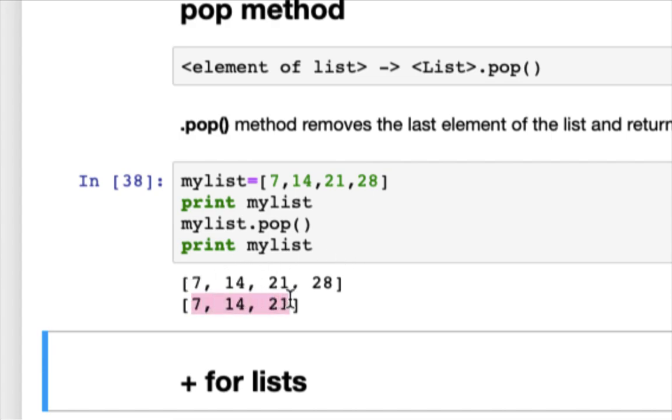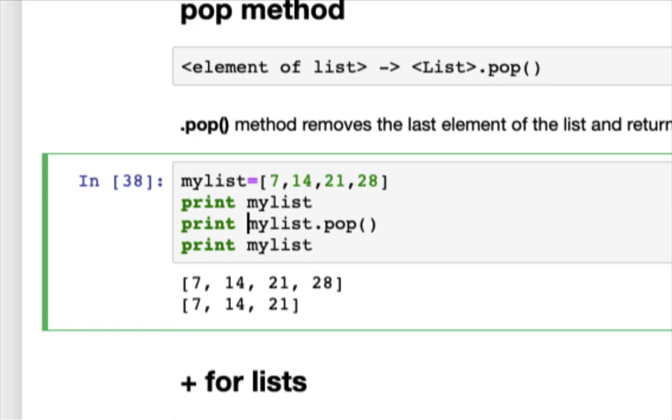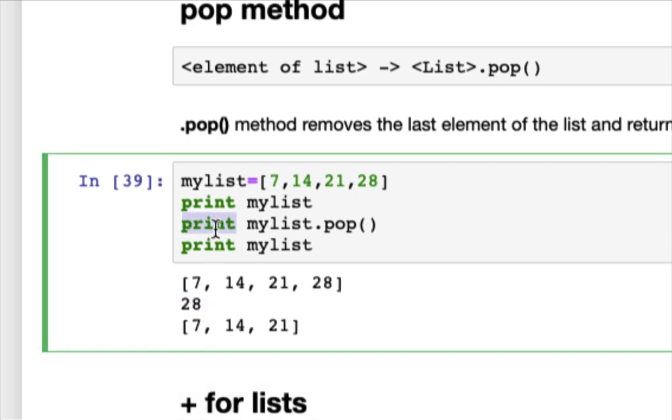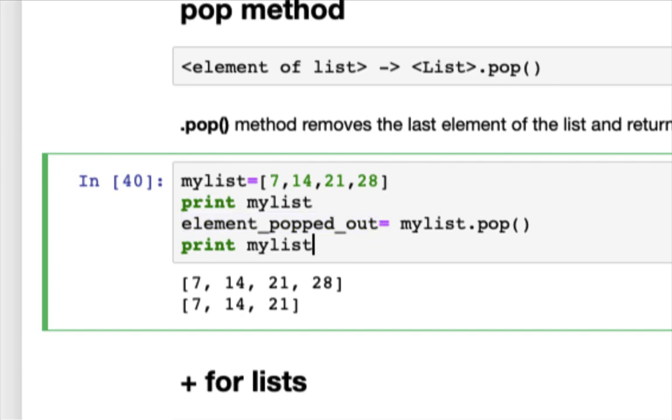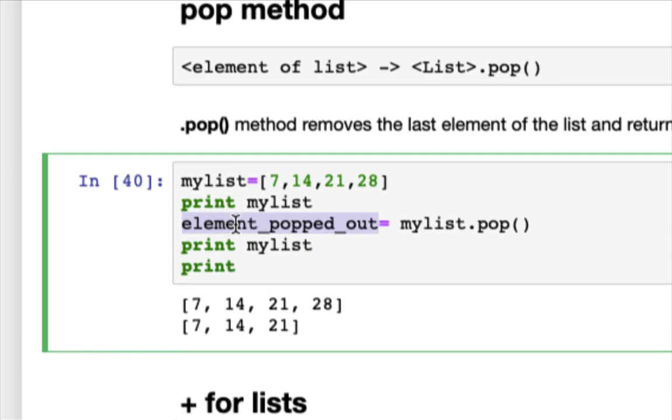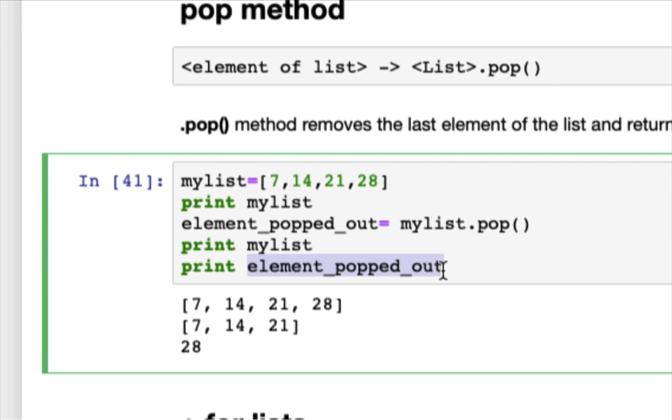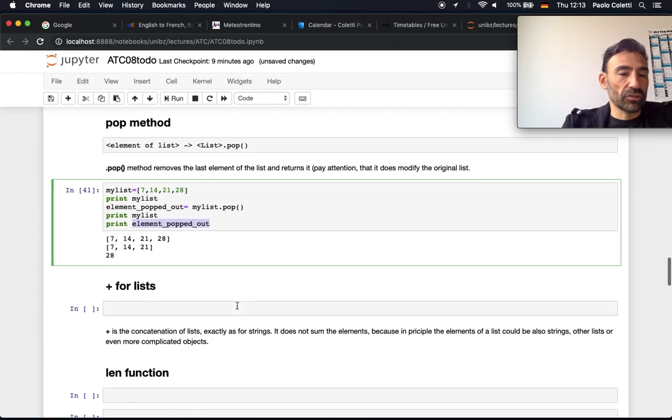You see, after the pop, the 28 has disappeared. If you ask it to print, the pop also returns the element that has been popped out. You see, it returns the element. For example, you can put it in a separate variable, element popped out equal, if you want. Now inside element popped out, you have what has been popped out. Typical operation where you want to take out the last element. So these are convenient methods.